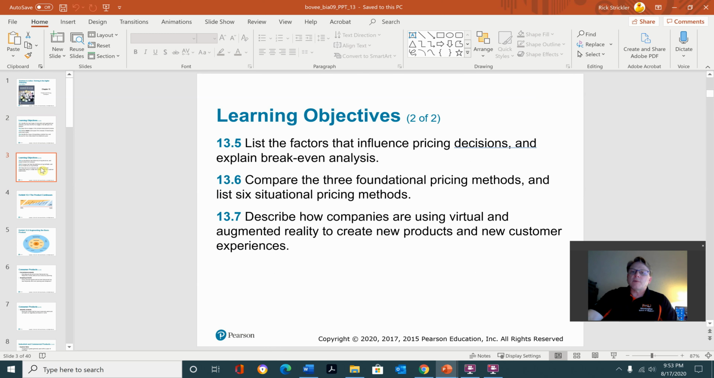List the factors that influence pricing decisions and explain break-even analysis. Compare the 3 foundational pricing methods and list 6 situational pricing methods. Describe how companies are using virtual and augmented reality to create new products and new customer experiences.